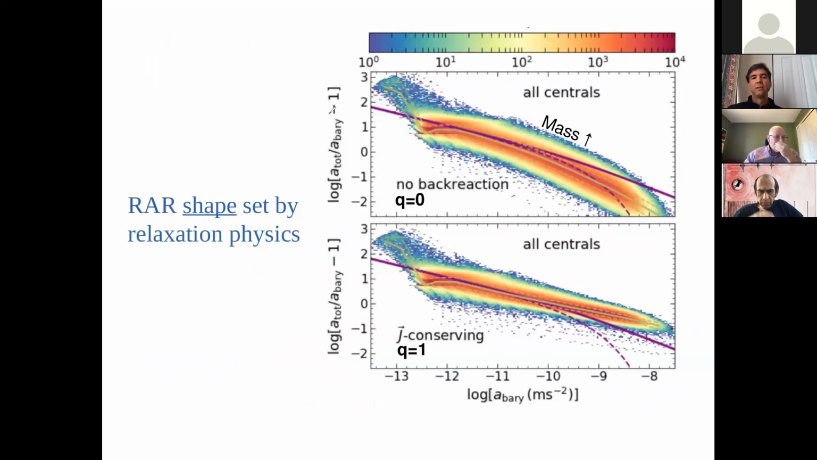And so here, if in our mocks by hand we put Q equal 1, angular momentum is conserved, or Q equals 0, you can see that has a big effect, right? So Q, that relaxation parameter, is what's setting the overall shape. And so if you conserved angular momentum, then you basically got this power law, and that's not like the observations. And if you had no back reaction at all, then you're curving away from the observation.